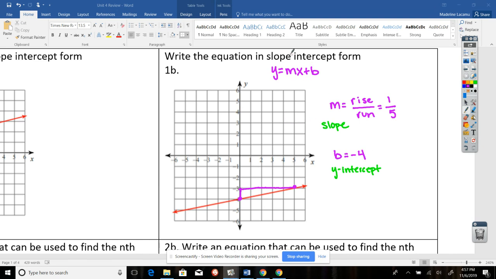So now we're just going to use the equation, so y equals mx plus b. We're going to substitute in the m that we found and the b that we found. So our answer here would be y equals, our m is 1/5, so 1 over 5, x, don't forget the x here, and then -4. And this equation is your answer.